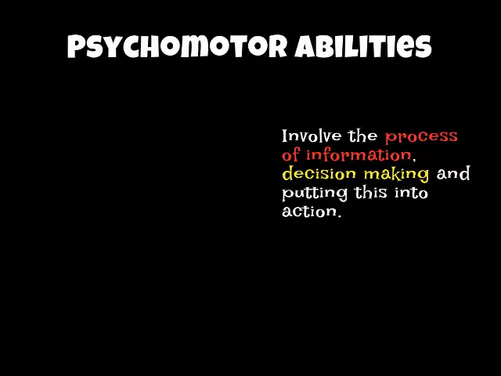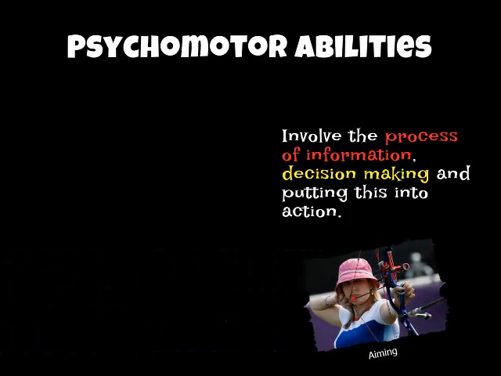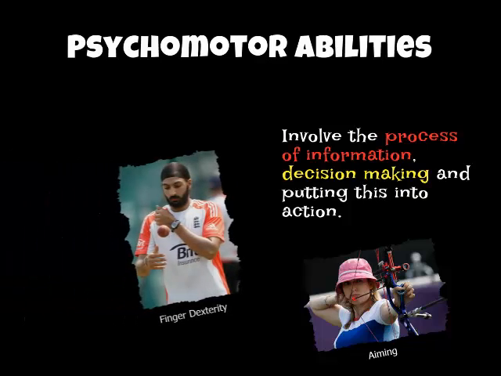Psychomotor abilities are slightly different. They involve the processing of information, some sort of decision making, and how your brain then puts that into action. So they are skills that use some sort of decision making technique, such as archery, which would be the psychomotor ability of aiming. You need to process where you're going to put the target.